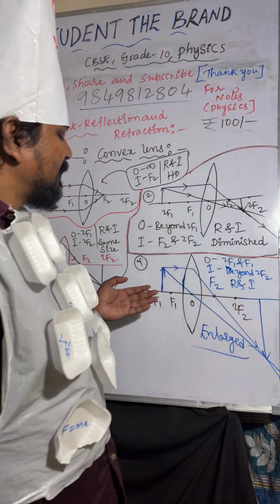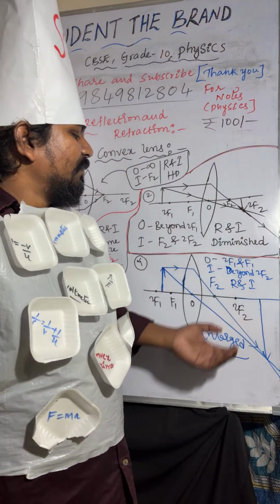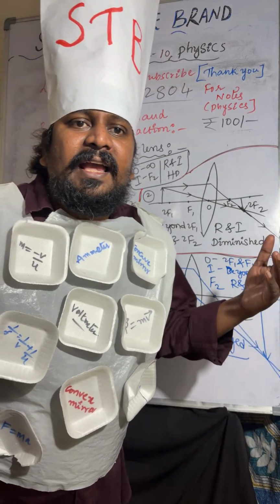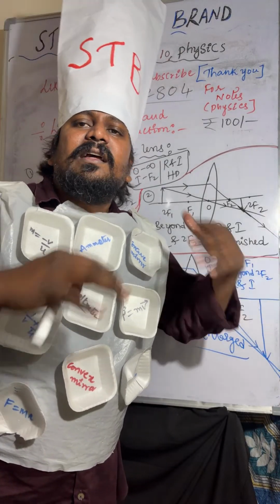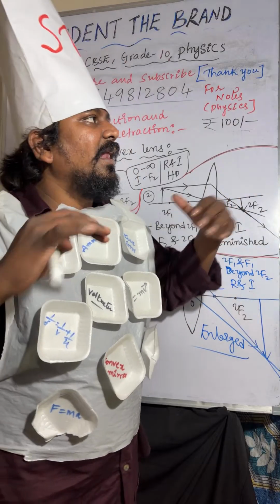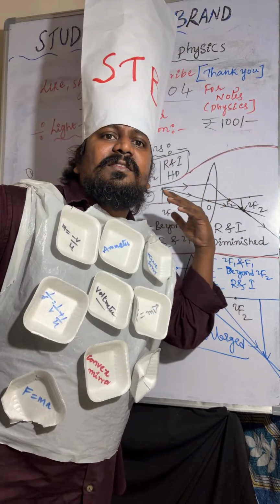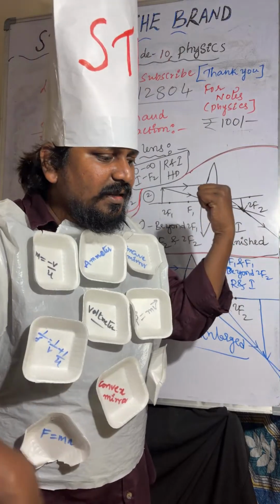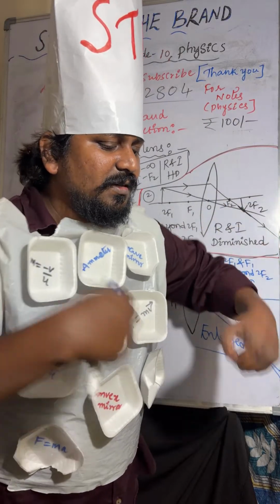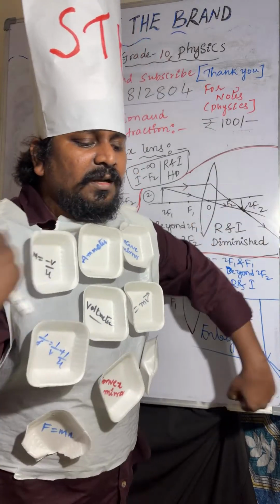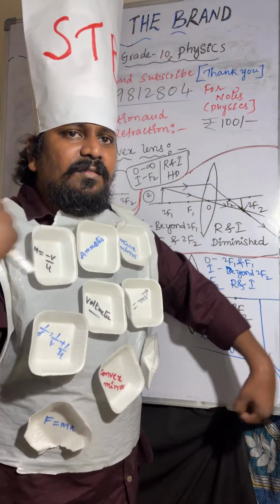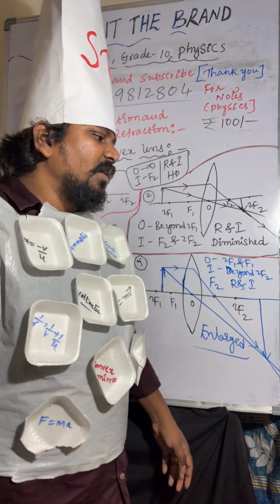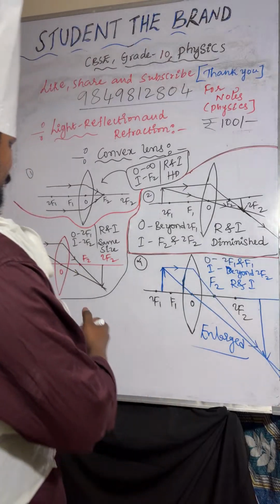Object is placed between 2F1 and F1, where the image will form beyond 2F2. Nature of the image is real, inverted, and size of the image is enlarged. Okay, so I hope it is very clear. That is about the fourth one.